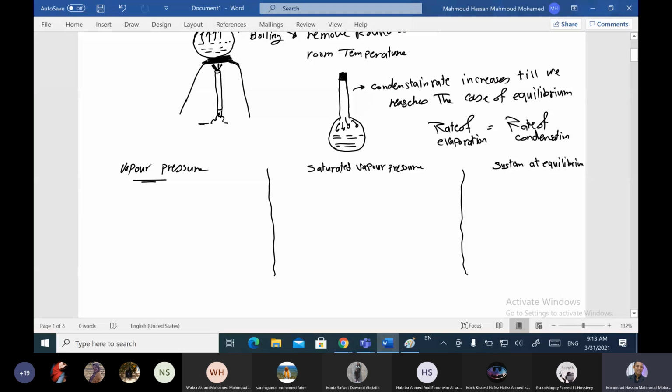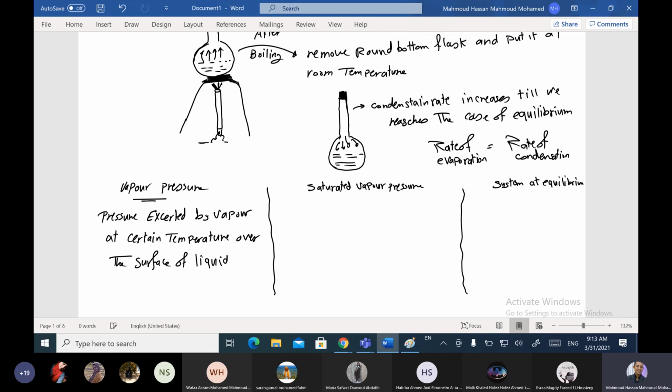Return to the concept of vapor pressure. What is meant by the vapor pressure? It is the pressure exerted by vapor at a certain temperature over the surface of a liquid.